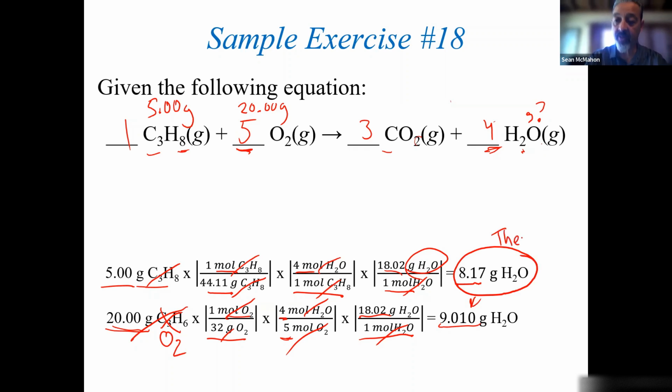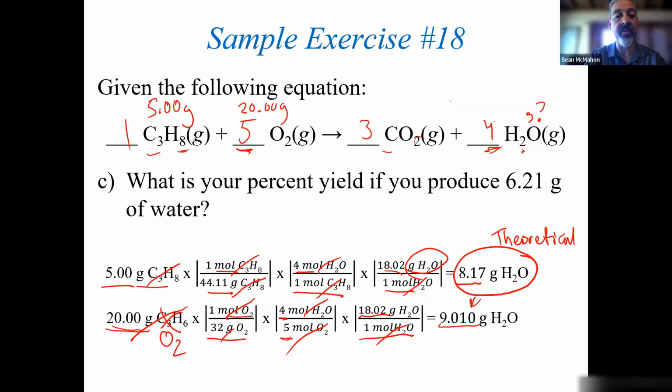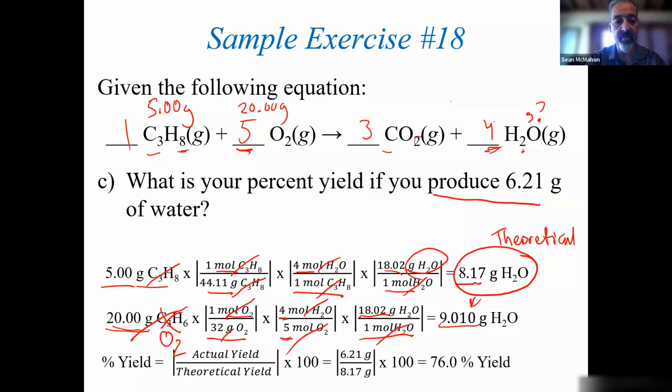So my theoretical yield is 8.17 grams, right? If I produce 6.21 grams of water, what is my percent yield? If I actually produce 6.21, what do I do? Okay, percent yield is actual over theoretical. Now that I identified my theoretical and I have my actual, actual over theoretical times 100 gives me a 66.0% yield because 3 sig figs, 3 sig figs.